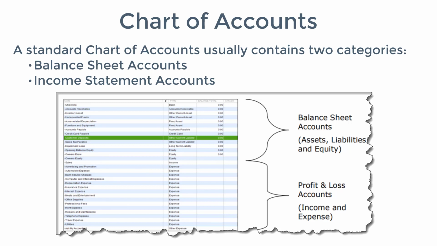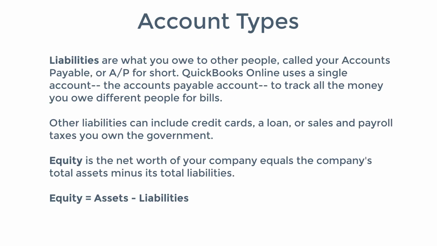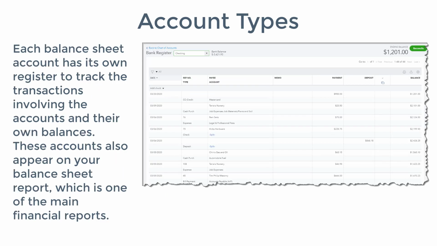So let's talk about balance sheet accounts. These include the organization's assets, liabilities, and equity, which represents the health of your business. Assets are things you have. That might be your checking accounts, your savings accounts, fixed assets like equipment or trucks that you own, and inventory. Liabilities are what you owe to other people. And that might consist of credit cards, a loan, or payroll taxes you owe the government. As for equity, this is the net worth of your organization, and it is equal to the company's total assets minus its liabilities. Each balance sheet account has its own register to track its transactions.